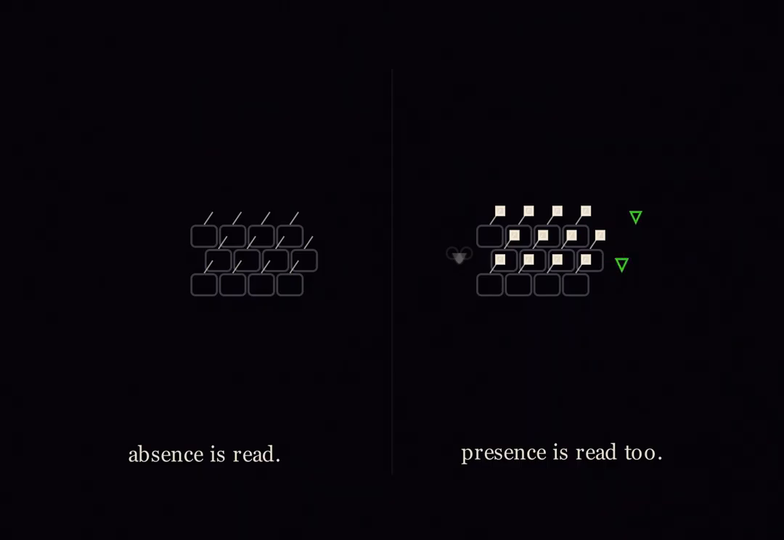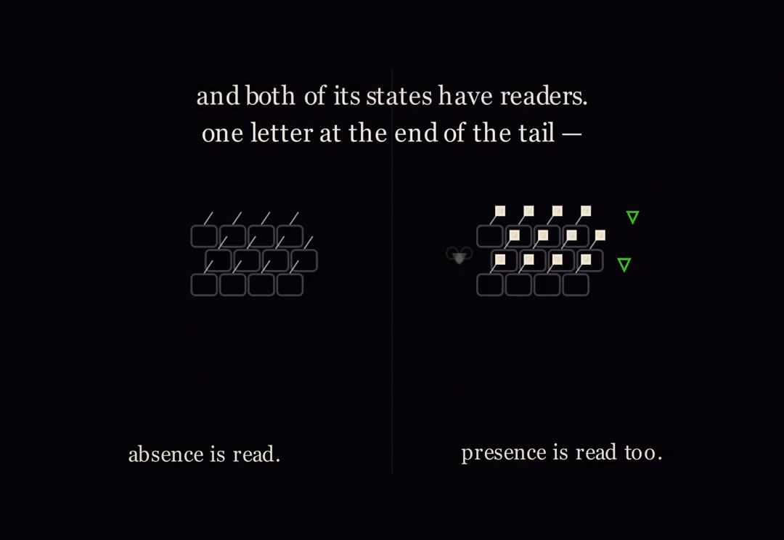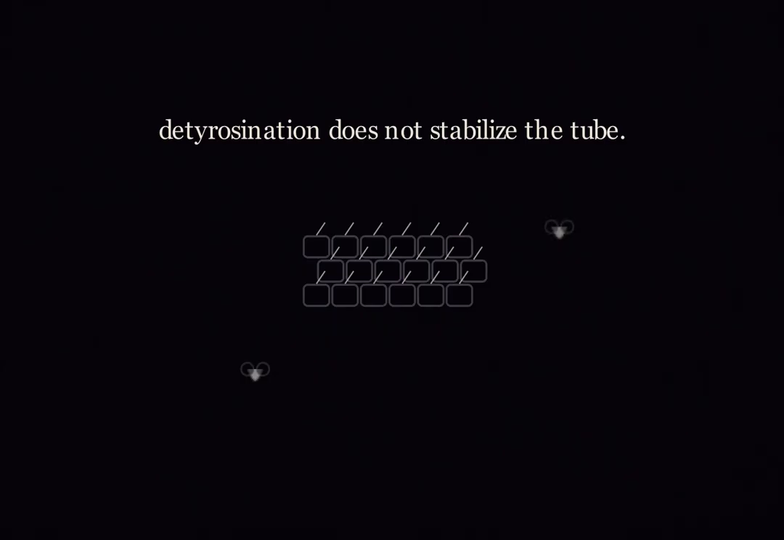So the last brick of the tail is never neutral. Capped, it is read by the riders of young tubes. Clipped, it is read by the crews that spare old ones. One letter at the end of the tail, and both of its states have readers. So the sentence to keep is a corrected one. Detyrosination does not stabilize the tube, it protects the tube by refusing the enzymes whose trade is taking tubes apart.